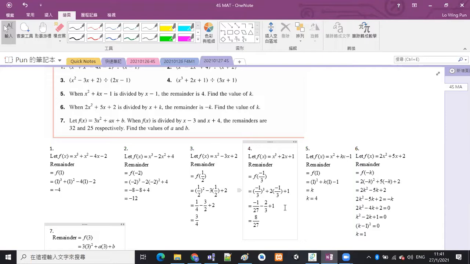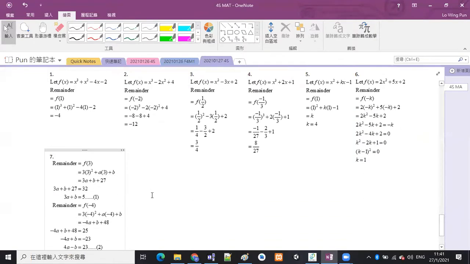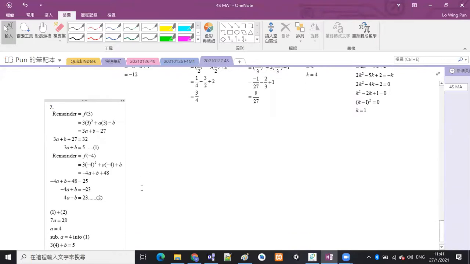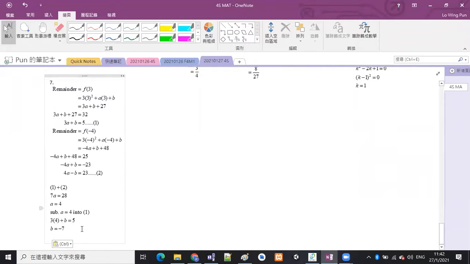And for question number 7, you have 2 unknowns, a and b. So you need to set up 2 equations by using the information from the 2 given divisions. Again, use the remainder theorem 2 times. The first time set up the first equation, and the second time set up the second equation. Then use your technique of solving simultaneous equations to solve for a and b. You'll find that a is equal to 4 and b is equal to -7. Is that okay?